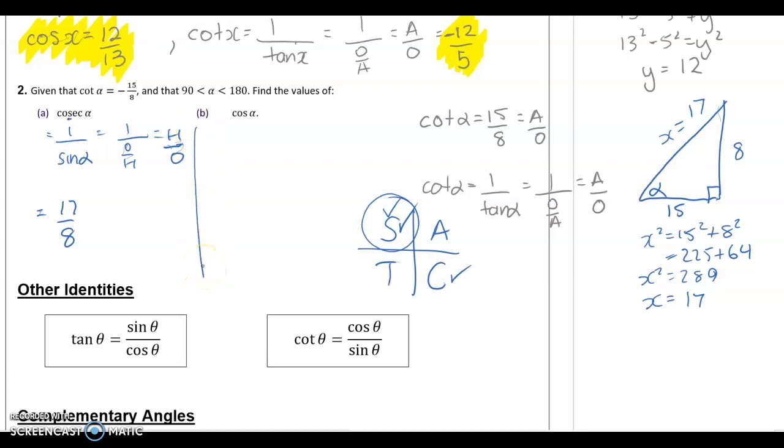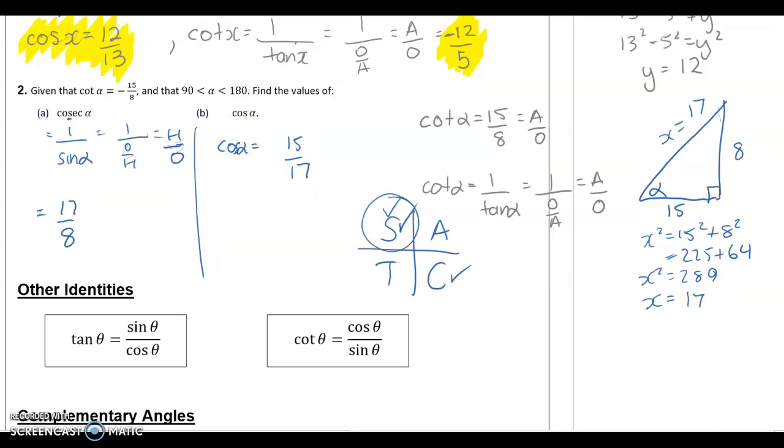B is cos of alpha. Okay, so cos of alpha is a little bit easier. We can go straight into our triangles and we know that cos is going to be adjacent over hypotenuse, which is 15 over 17.